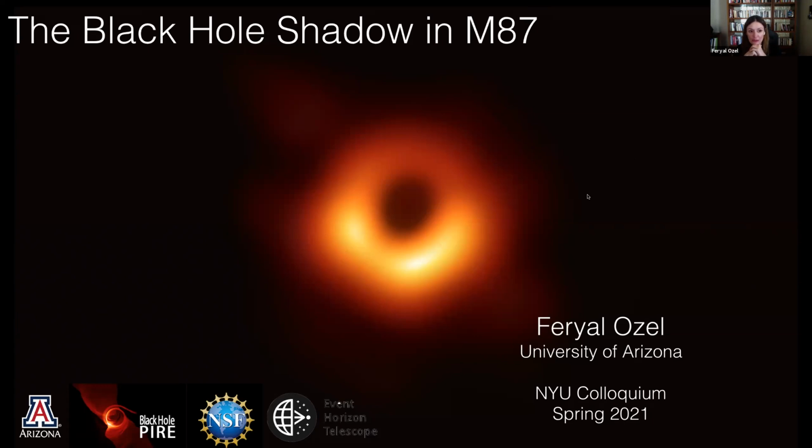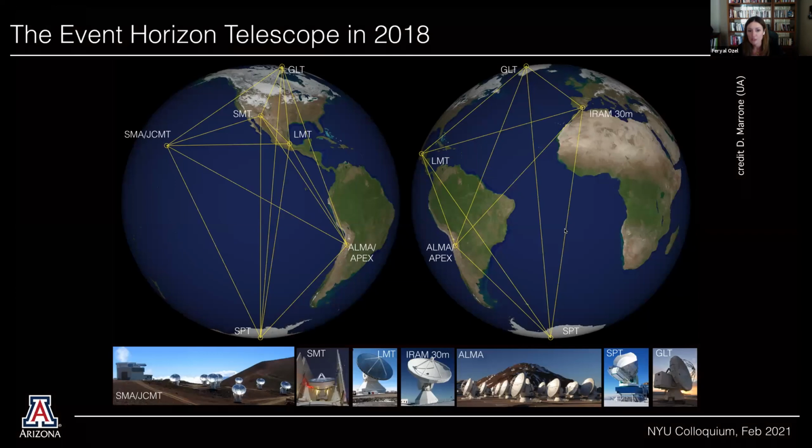So I would like to tell you about what we learned from this black hole shadow that we detected in M87. What I want to do is tell you a little bit about how the observations are done, what is the Event Horizon Telescope, and what is the methodology, how we reconstruct the image, and then tell you a little bit about what we learn about black hole spacetimes and what we learn about black hole accretion as time permits. So let me go ahead and get started with introducing the Event Horizon Telescope.